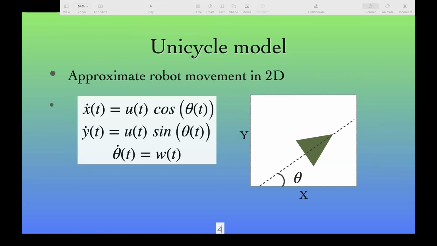A unicycle model is the following set of equations which try to approximate the movement of a robot in 2D space. It is a very simple approximation, where the position, the x and y coordinates, are given by x_t and y_t, and the orientation with the x-axis is given by theta. So the velocity along the x-axis will be u_t times cos theta, and velocity along the y-axis will be u_t times sine theta, and then we have an angular velocity, which is w_t.